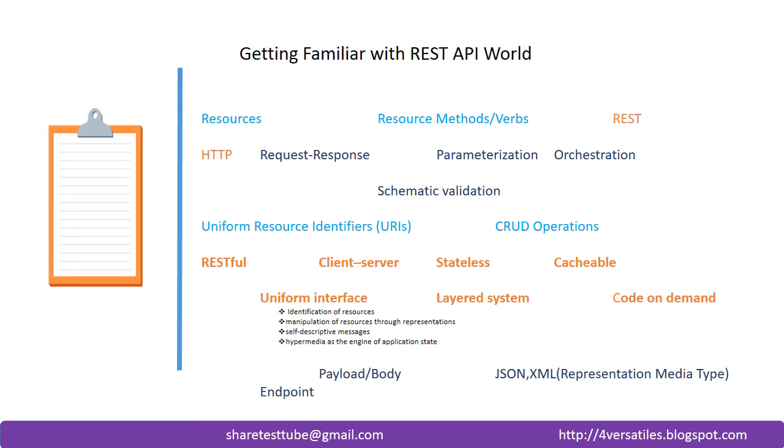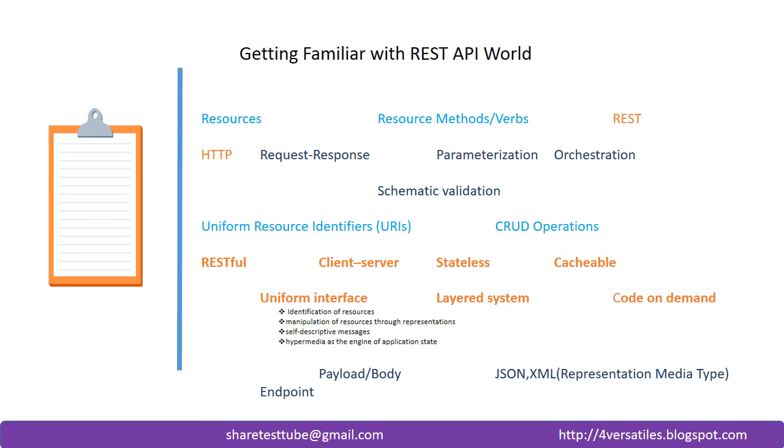It should be identifiable. Next is manipulation of resources through representation. You can manipulate the information by some simple controls. And the message is self-descriptive. The message should be in hypermedia or hypertext state, which means that after accessing a resource, the client should be able to use hyperlinks to find all the other available information and take action against it. If these four guidelines are followed, then we call that interface a uniform interface, and that is a RESTful web service.